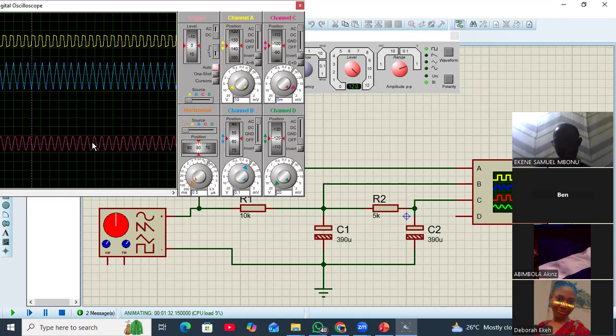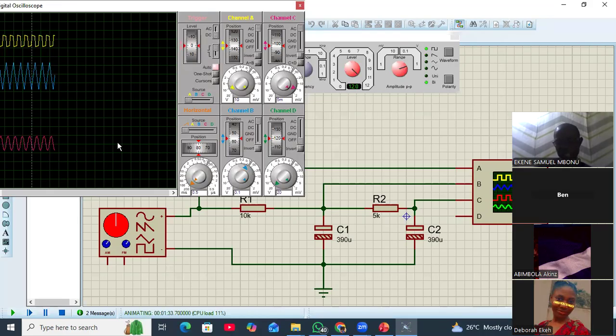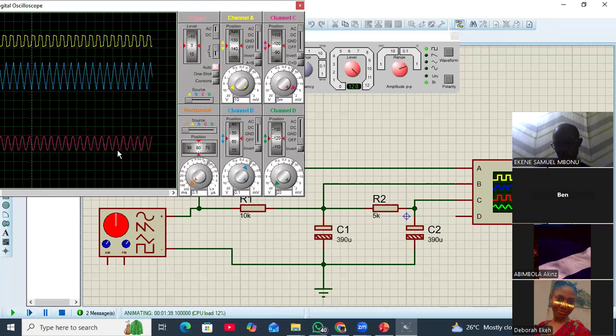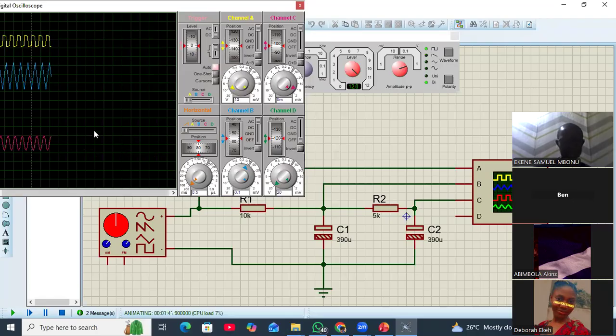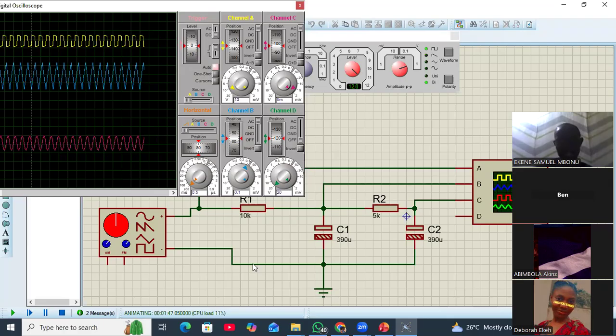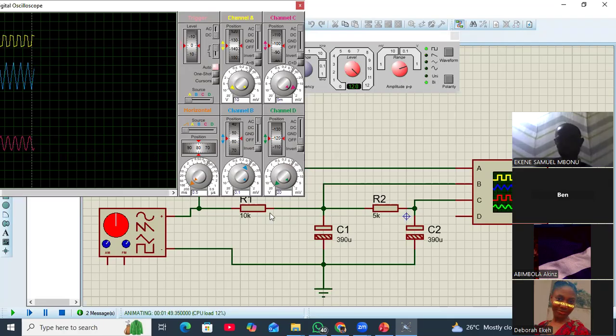What is the output of an inverter? Is it not a sine wave? The output of an inverter is a sine wave. So even though this is just fundamental, at least somebody can start from here and begin to think about how this can be developed further to get an inverter circuit.